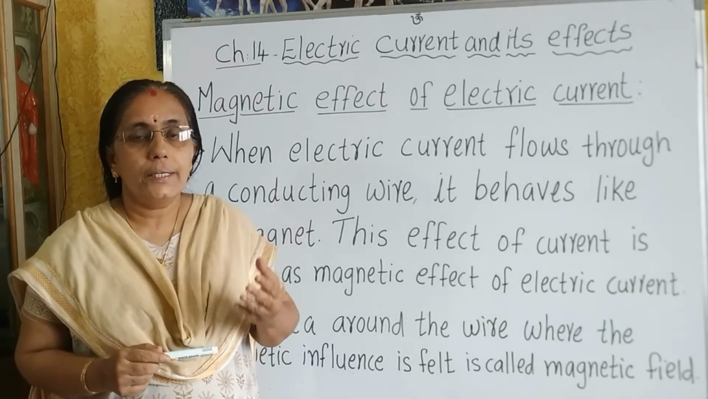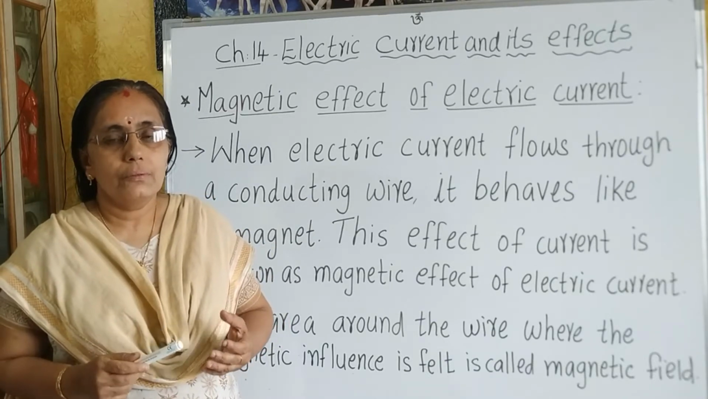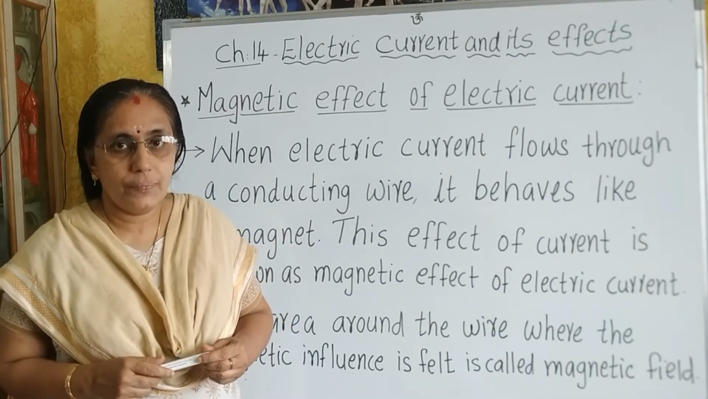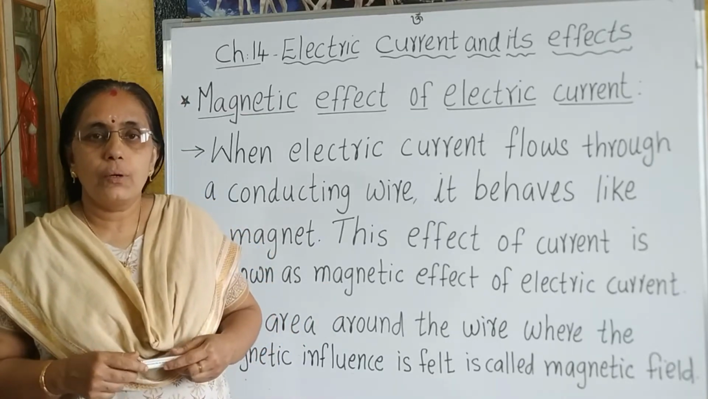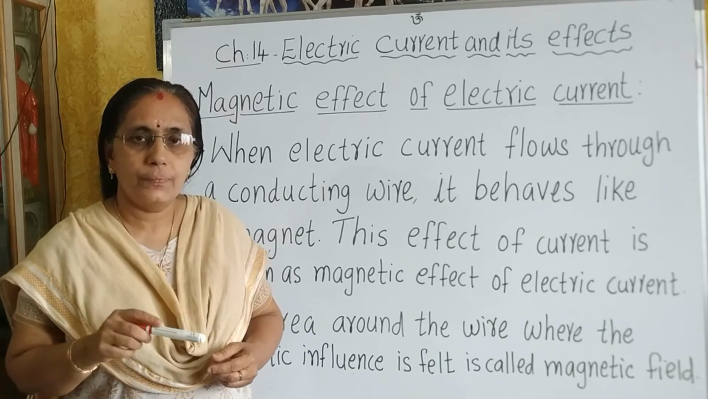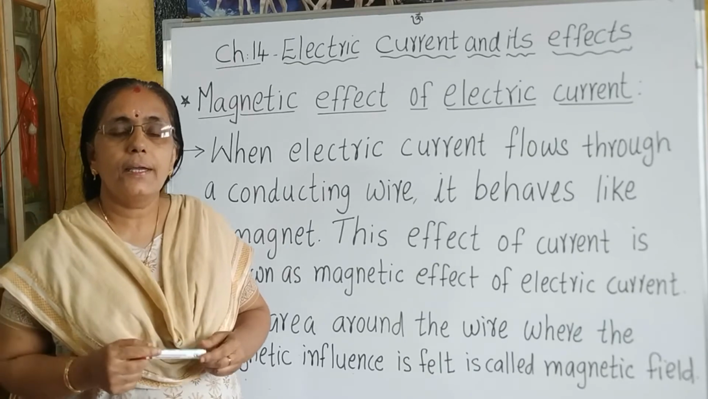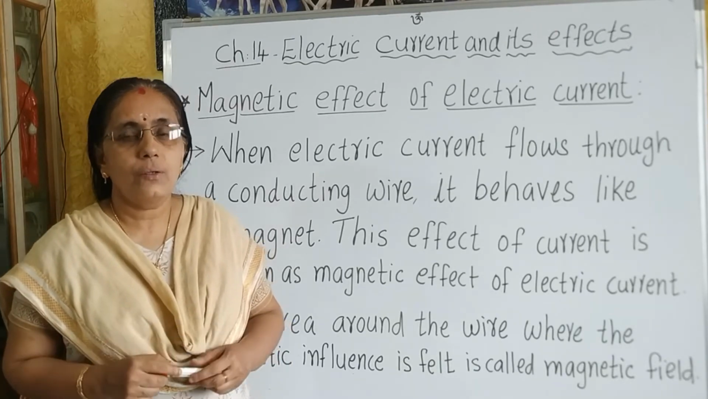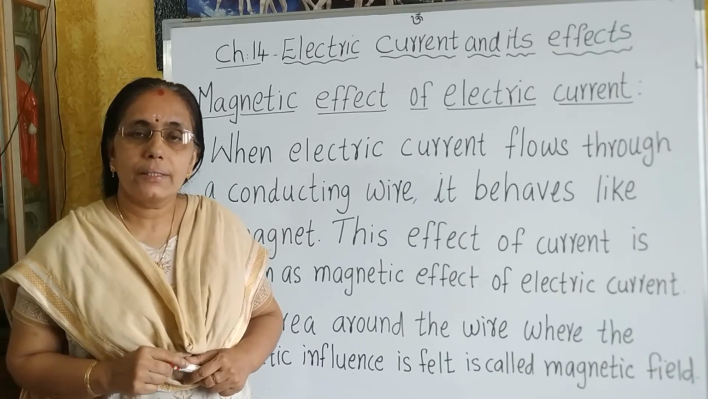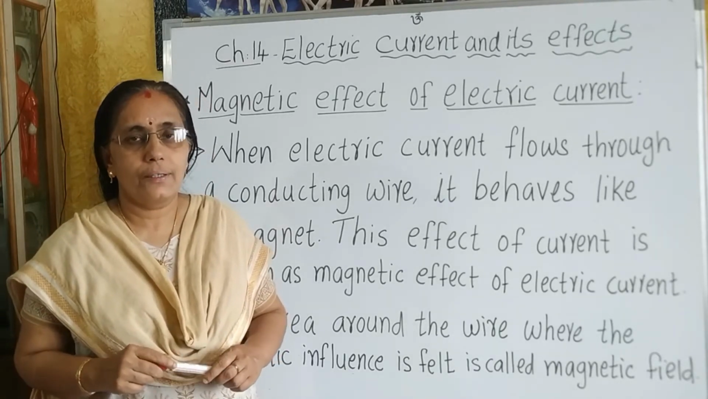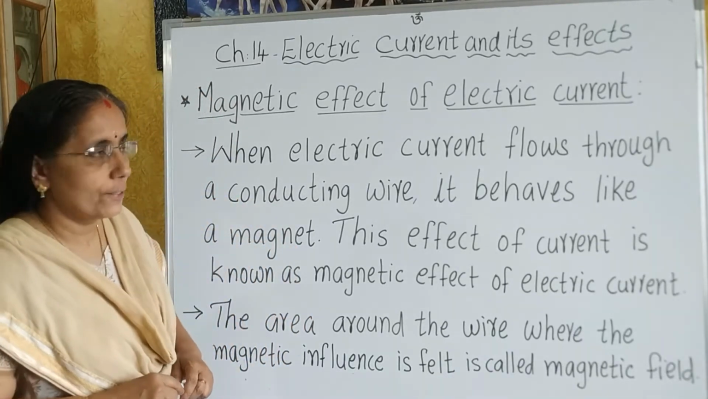Students, you have learned about the permanent magnets in the earlier classes. You know the magnets and its properties like attraction, repulsion towards another magnets, and also the magnetic field. See students, the same properties are observed in a current carrying conductor also. So this effect is known as magnetic effect of electric current. So let us study what is magnetic effect of electric current.